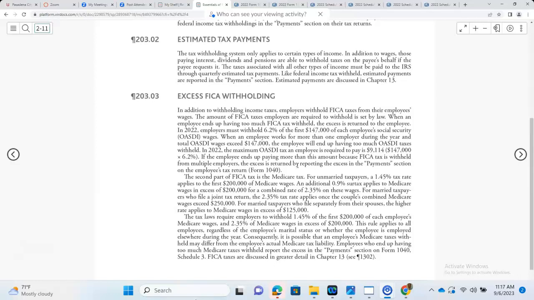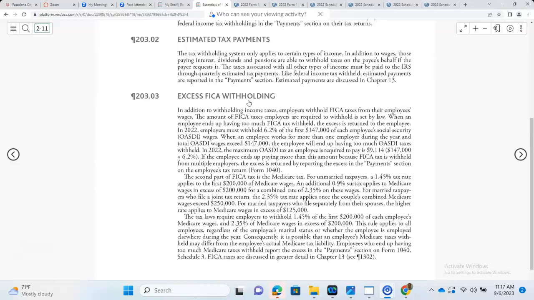Again, every state has, some states don't have income tax anyway, but some states do, and they have a threshold. So normally no government likes you to owe them at the end more than $1,000, and they might put some penalty on you.